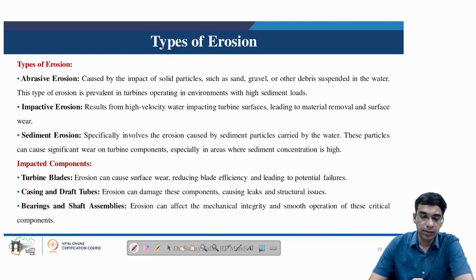Impactive erosion results from the high velocity impact of water on turbine surfaces, leading to material removal and surface wear. Sediment erosion specifically refers to erosion caused by sediment particles carried by water. These particles can cause significant wear in turbine components, especially in areas with high sediment content. Turbine components such as turbine blades, casing and draft tubes, bearing and shaft assemblies are significantly affected by erosion.